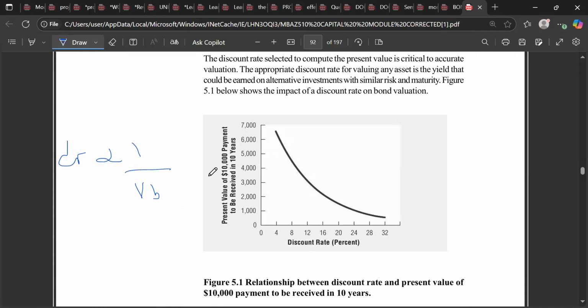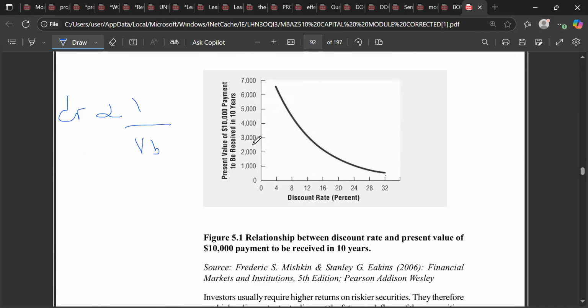Sorry, come again. I'll say our discount rate is inversely proportional to the value of the bond. So an increase in the discount rate will signify a reduction in the value of the bond, whereas a decrease in the discount rate will signify an increase in the value of the bond. You can see from this graph that it shows an inverse relationship between the value of the bond and the discount rate. At the highest discount rate, the value of the bond is the lowest. At the lowest discount rate, the value of the bond is the highest. Are we okay there?